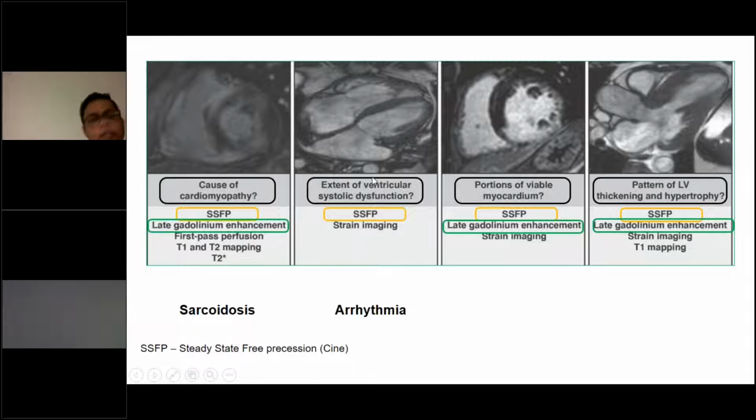The second is a case of arrhythmia. You can see the ventricles are dilated, particularly the right ventricle and the right atrium. The third is a case of ischemia, the case which I have just shown in the previous slide. And the last one is a case of hypertrophic cardiomyopathy, in which you can see there is circumferential hypertrophy of the interventricular septum as well as the lateral wall.